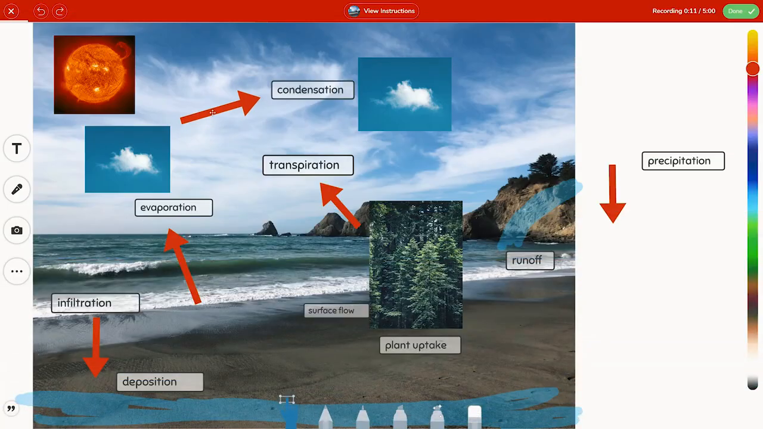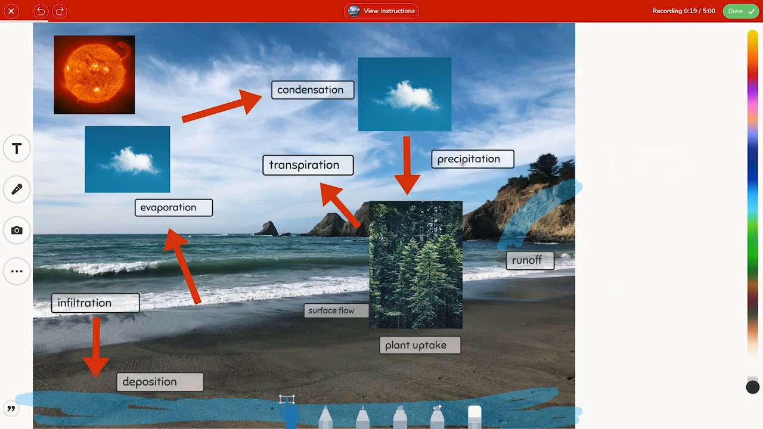In science, we are working on a group project about the water cycle. We used a picture that I took last week at the beach to label 8 main steps of the water cycle.